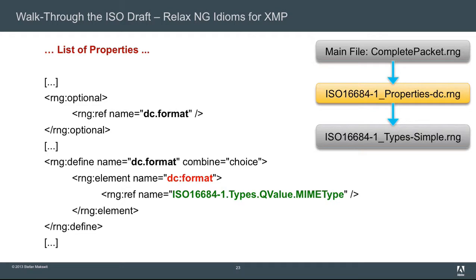It's appearing two times in a file. First, it starts out with a simple list of references of all properties that are in the Dublin Core namespace, which are actually 15, I think. And then we have a named pattern, a definition for DC format, and in that I defined the relaxng element, which is, in this case, DC format. This is actually the XML tag which would appear in the XMP.